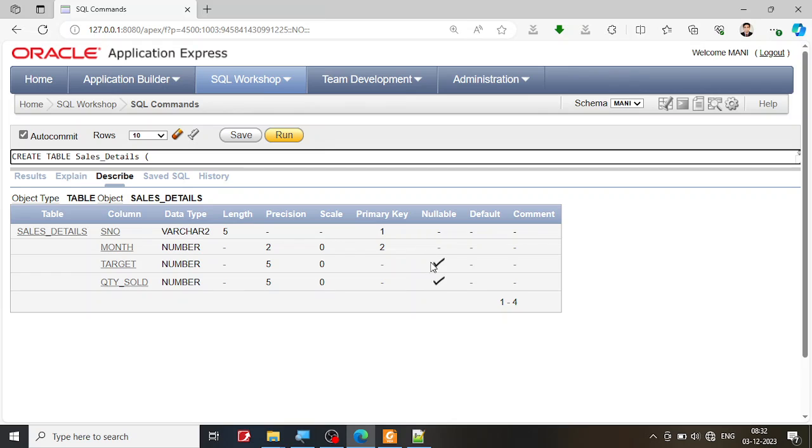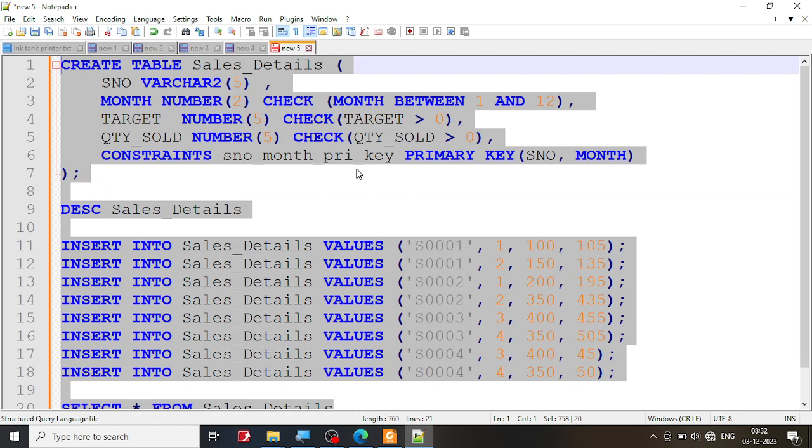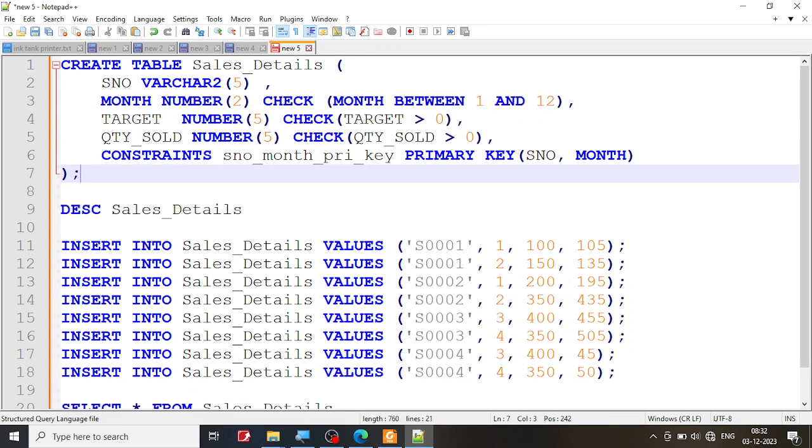Okay, so you notice that target and this particular thing are null. I purposely did that. The reason is, one important thing you must realize is that even if you have put the constraint saying that the value must be greater than 0, it does not mean that it cannot accept the null value. Null value will always be accepted.